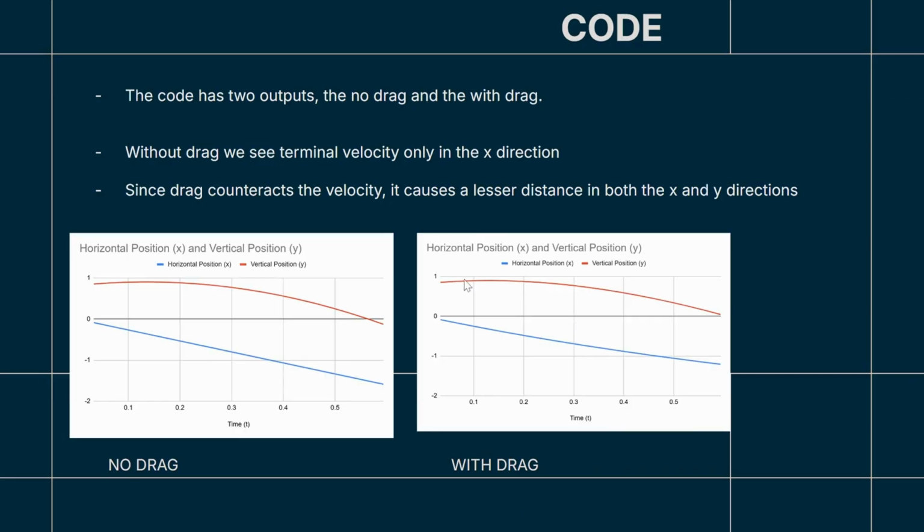We see here that the y direction with drag never reaches as high of a magnitude as does the no drag. And with the x value, the distance, the magnitude from the axis, is less far with drag.